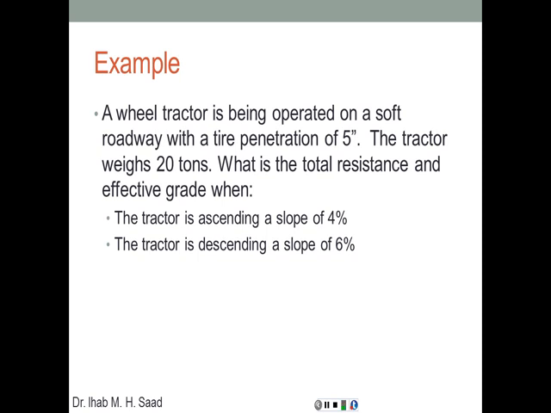Let's look at it this way. Now we have a rolling resistance because of the tire penetration, and we have a grade resistance that's coming from that slope that we're talking about. So we need to combine these to calculate the total resistance, which is the effective grade. Total resistance as in pounds per ton, and translate that into an effective grade as a percentage.